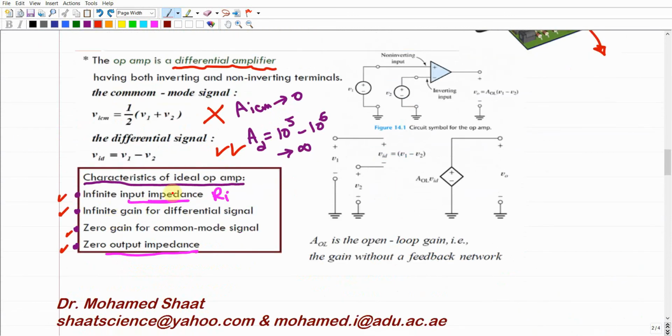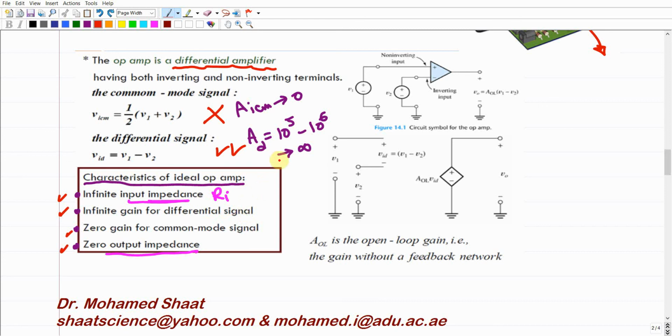As we mentioned, to have an ideal operational amplifier, it should be a differential amplifier. That means we should end up, in the ideal case, with only the differential signal, and we have to get rid of the common mode signal. To do so, we should have infinite gain for the differential amplifier.